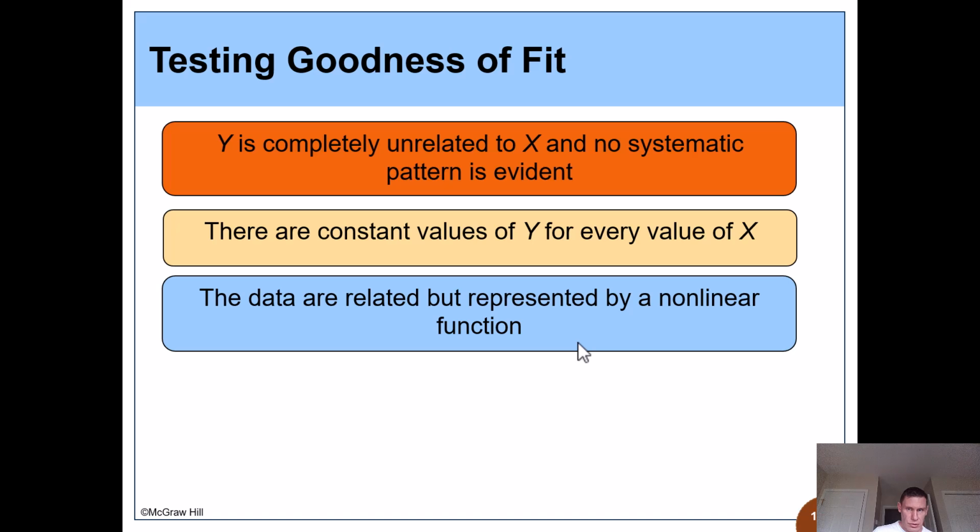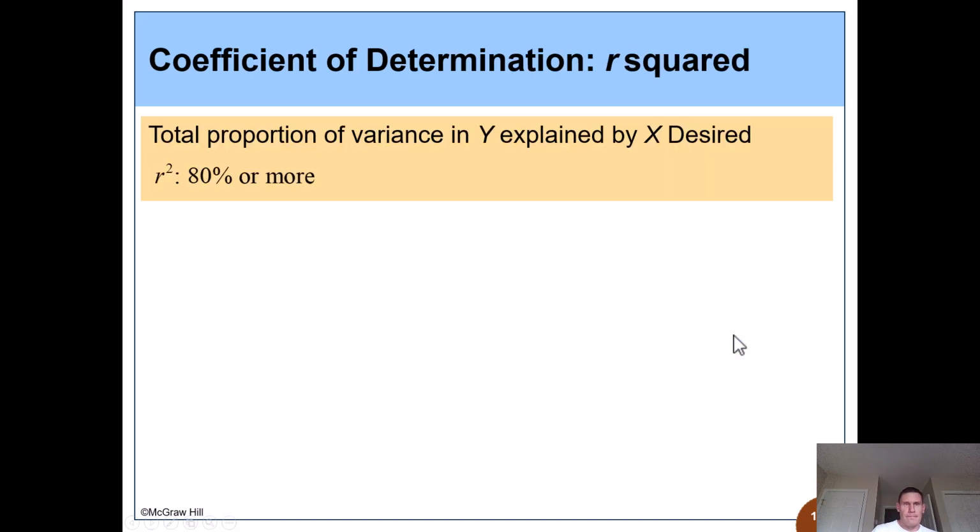And then the data are related but represented by a non-linear function. So think of the first one as there being no association at all. The middle one, with constant values of Y, is like a great or perfect association. And the third one is more likely what you would get: the data are related but represented by a non-linear function. You think about those points we saw, some were close to the line, but they weren't directly on the line.